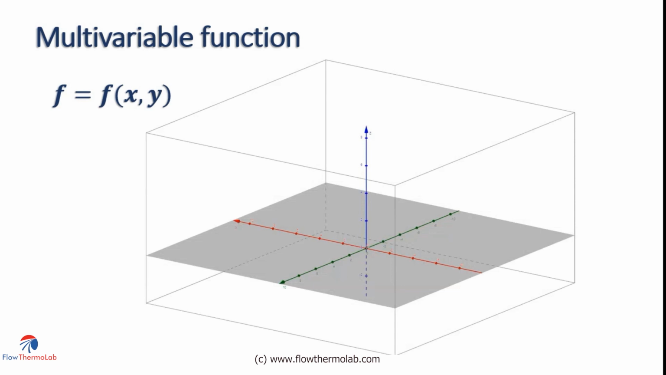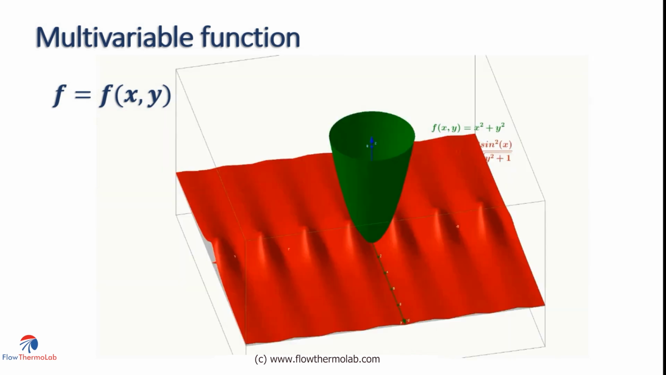Let us see an example. In the 3D coordinate system, a function f of x, y can be plotted as a surface. Like, if f of x, y is equal to x square plus y square, then it will look like a surface made by revolving a parabola about its axis.